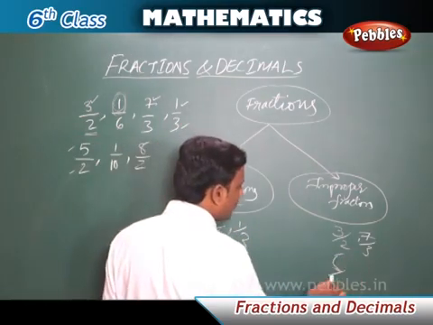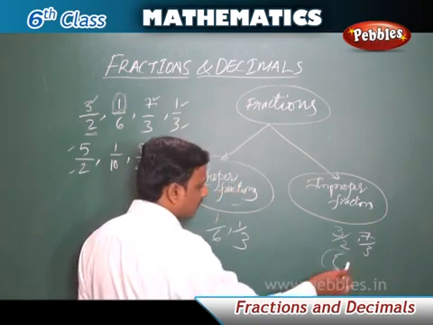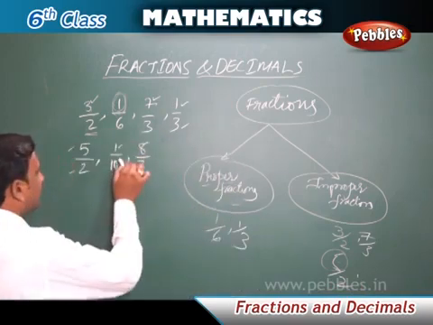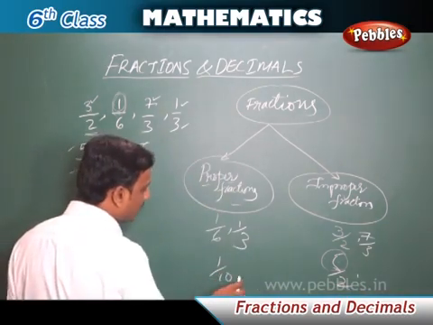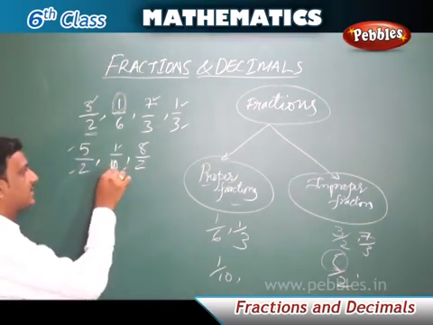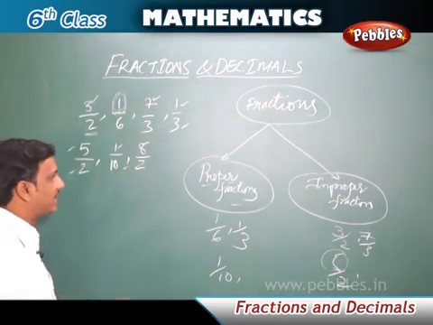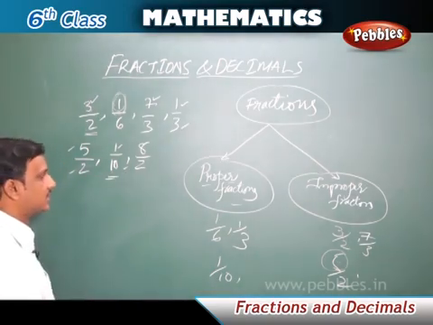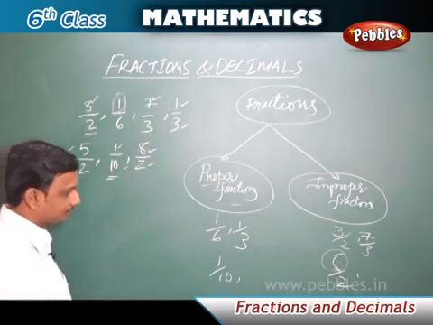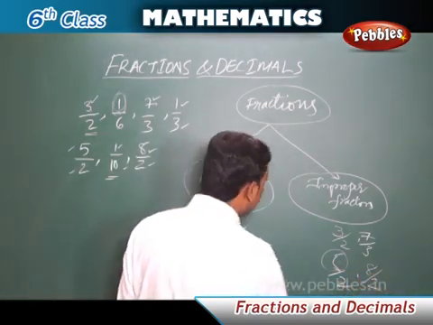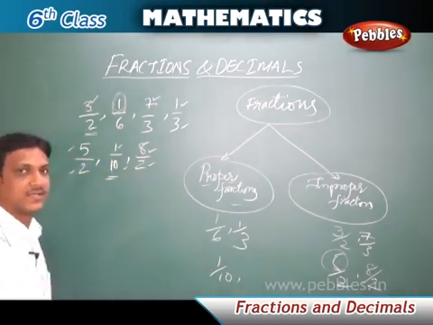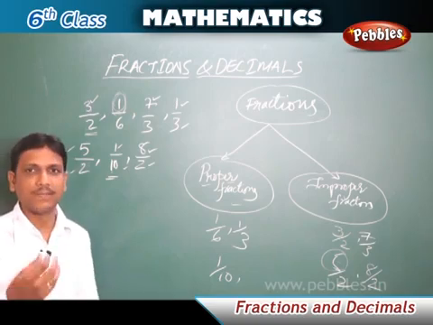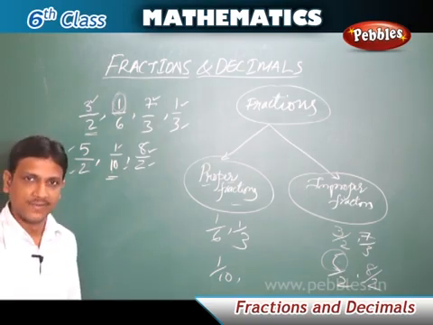5/2. 5/2 is improper. Why is it an improper fraction? Because the numerator value is bigger compared to the denominator. So 1/10. 1/10 is a proper fraction because it is less than 1. 1/10 is a part of 1, and the numerator has less value than the denominator. The next one, 8/2, is an improper fraction because the numerator is bigger than the denominator. So now we understood what is a proper fraction and what is an improper fraction.